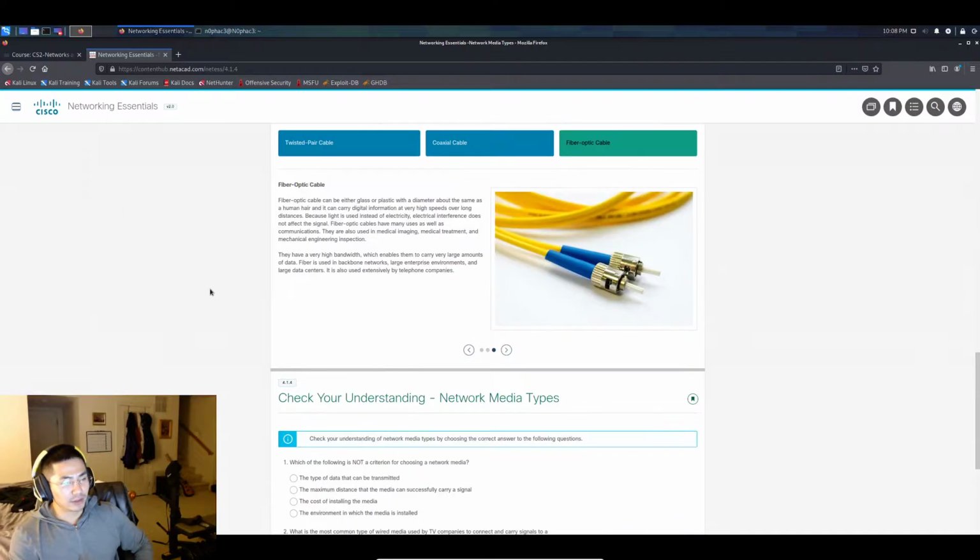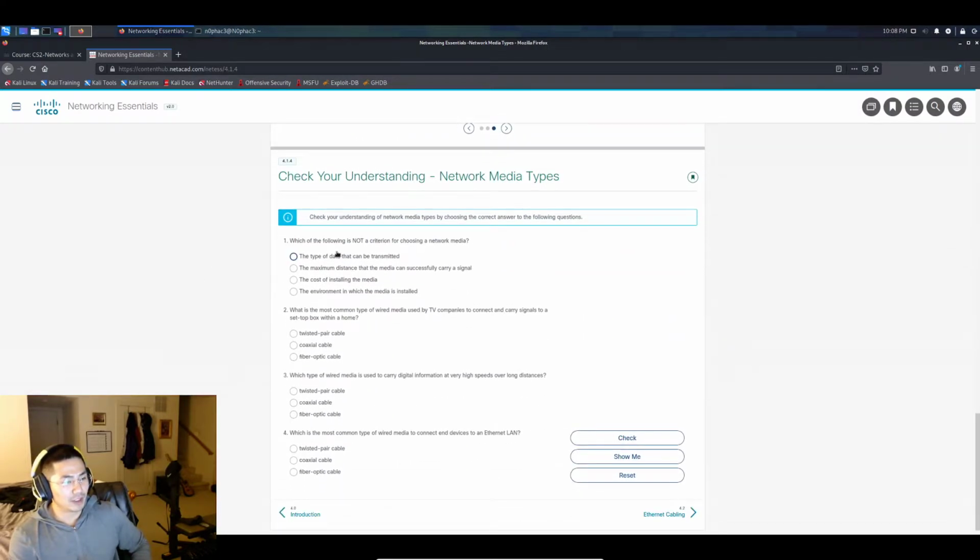Let's check our understanding. Which of the following is not a criterion for choosing a network media? The type of data that can be transmitted, the maximum distance that a media can successfully carry a signal, the cost of installing the media, the environment in which the media is installed.